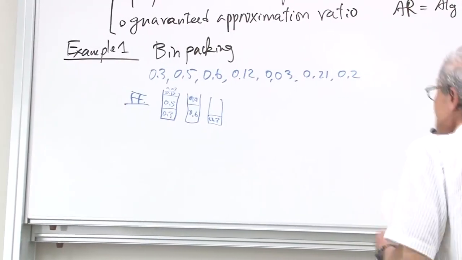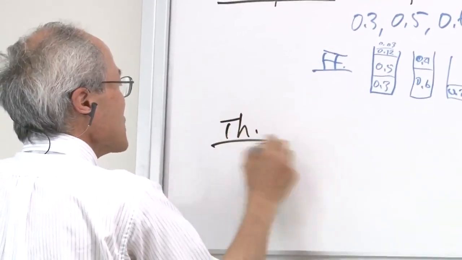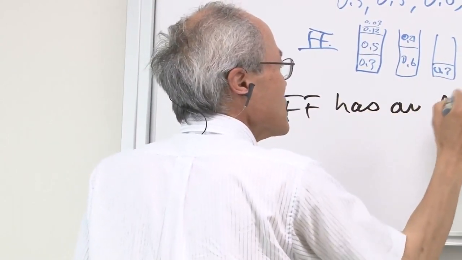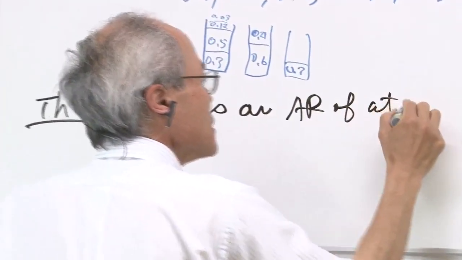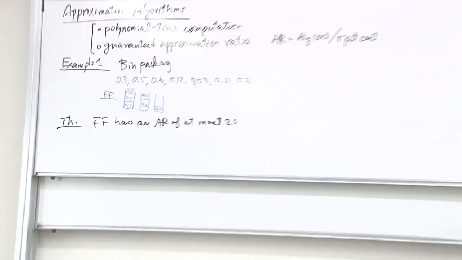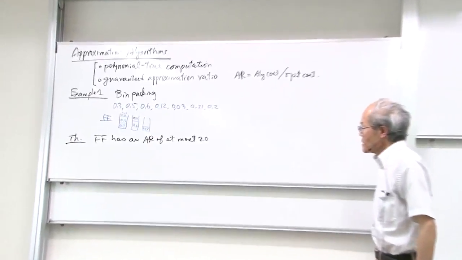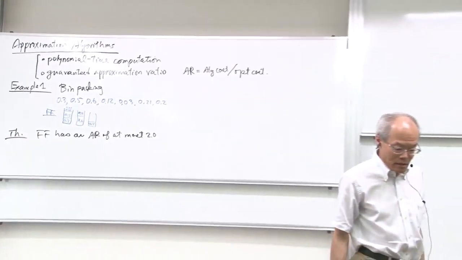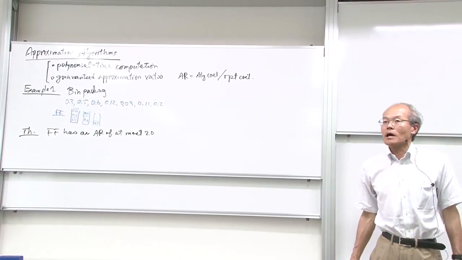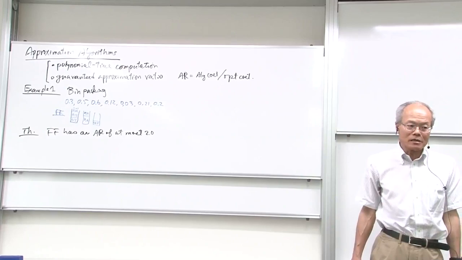And our theorem says first fit has an approximation ratio of at most 2.0. I also told you that we do have a better algorithm whose approximation ratio is something like 1.7. But the proof for the better algorithm is pretty complicated and difficult.